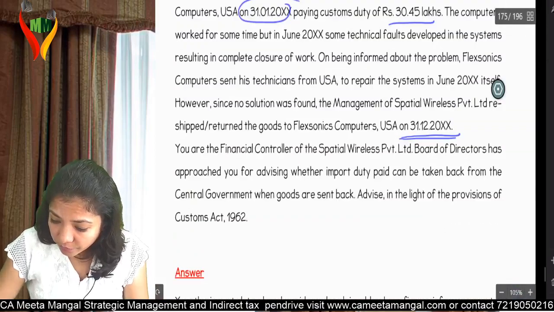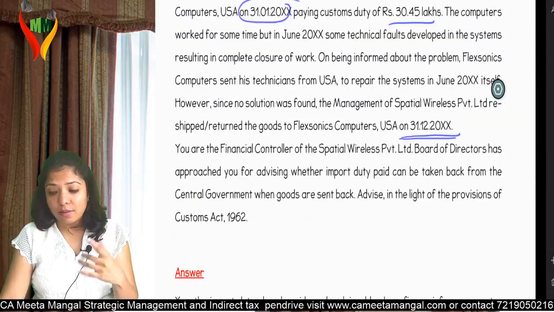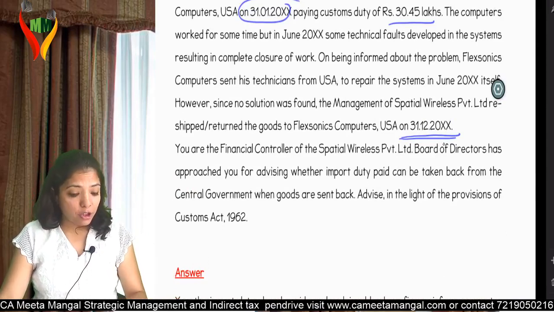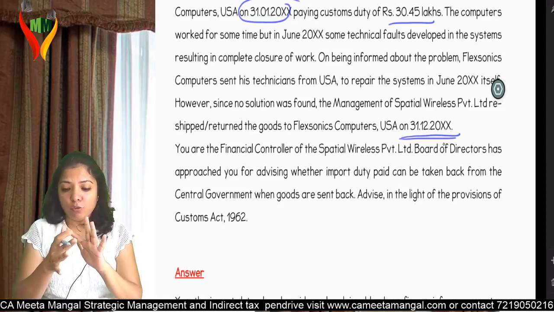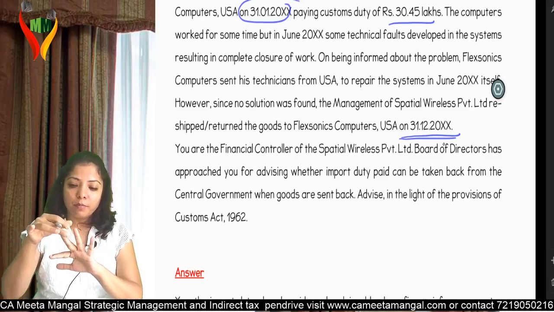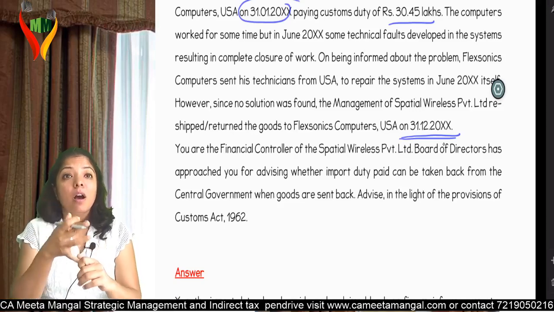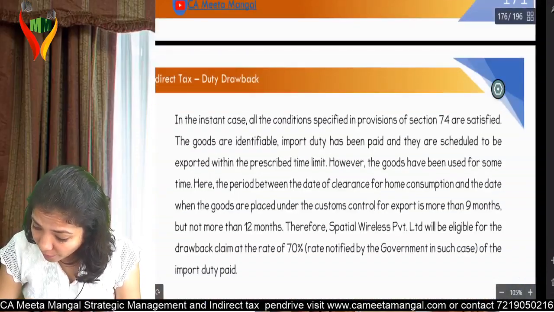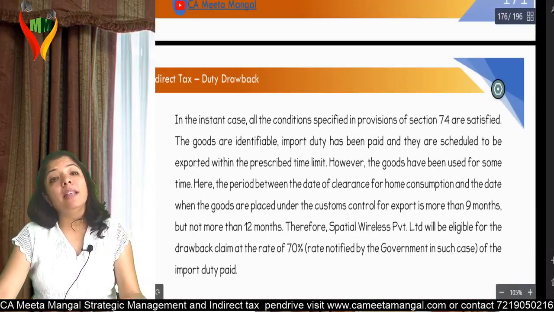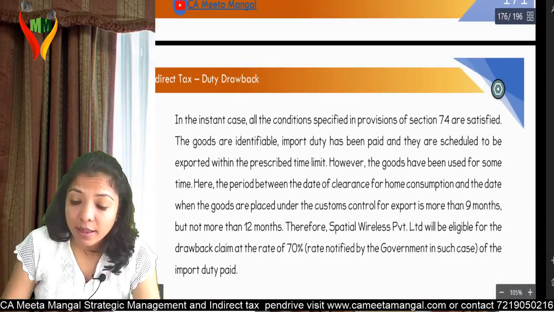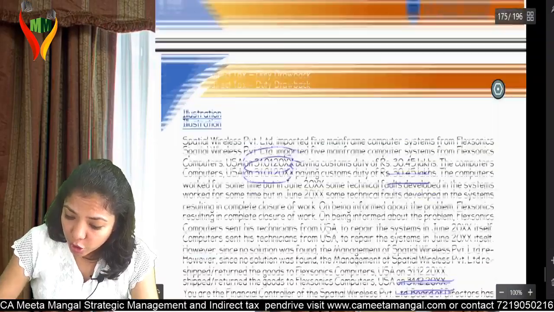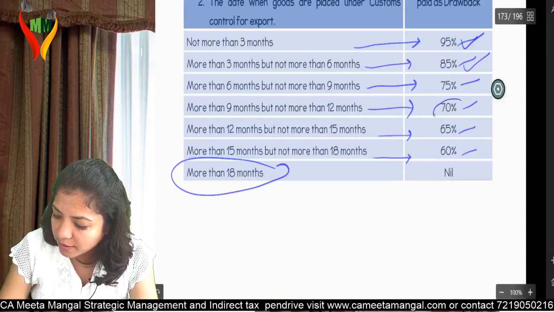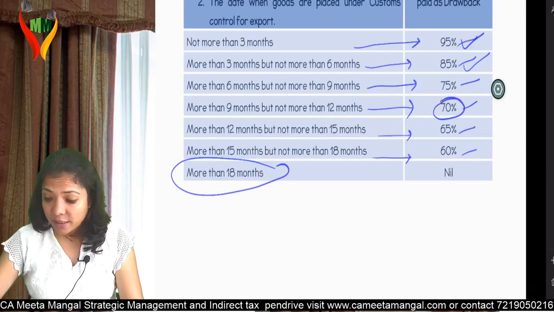So it was 31st January 2020 and 31st December 2020. So February, March, April, May, June, July, August, September, October, November, December. How many months? 11 months. So if it is 11 months, it is more than 9 months but up to 12 months. So if I go with the table over here, more than 9 months and up to 12 months, it is 70% drawback I will get.